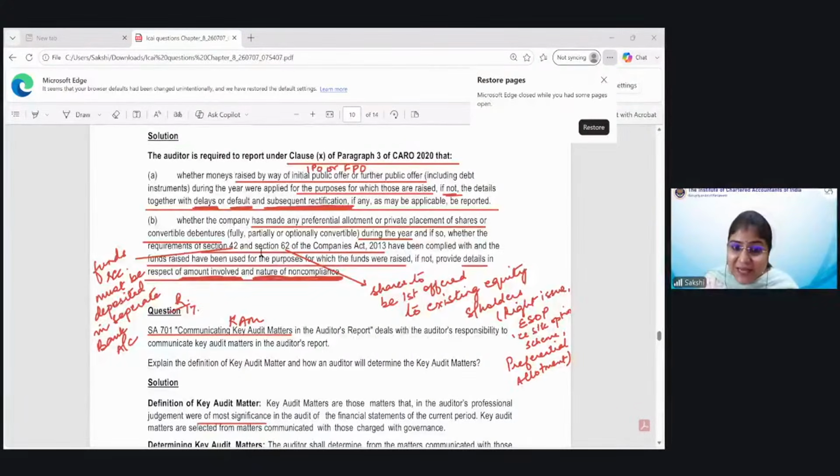Clear first point? Second, if the company has made any preferential allotment or private placement of shares or convertible debentures during the year, whether the requirements of section 42 and 62 of the Companies Act, you need not give the details, you have to just mention section 42 and 62. You should obviously know what section 42 and section 62 are, but from your audit point of view, just mention the section. Have been complied and the funds raised have been used for the purpose for which they were raised. If not, give details in respect of amount involved and nature of non-compliance.